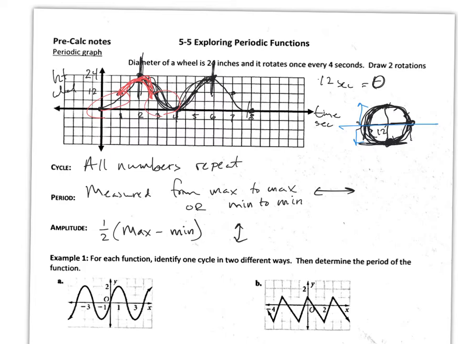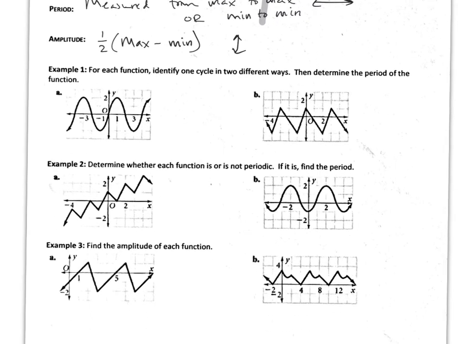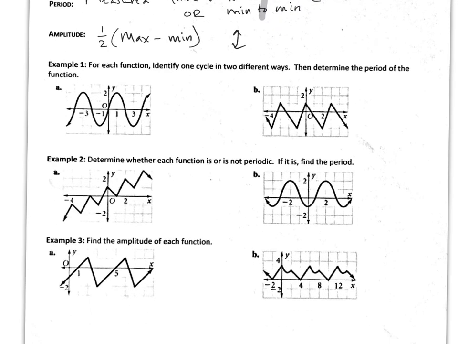So we're just going to take a look at a few to practice doing period and amplitude. Oops. Sorry about that big line there. So it says for each function, identify one cycle in two different ways. So remember, a cycle is where all the numbers repeat. A cycle is the same thing as the period.